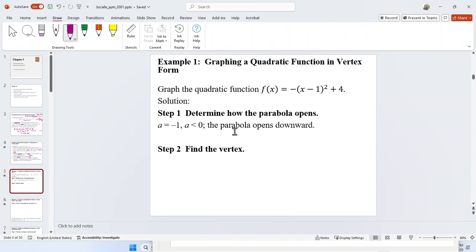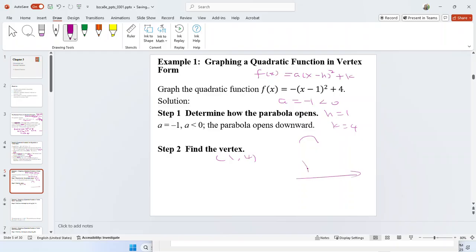So look at this one right here. How do I graph this one? Well, if I convert it, this is a perfect square, so we know this is in vertex form, which is a times (x minus h) squared plus k. My a here is -1, which is less than 0, so this one is facing down. My h here is 1 and my k here is 4, so the vertex is (1, 4).